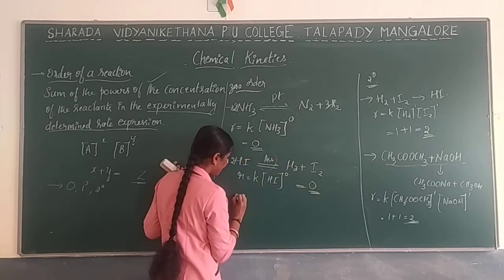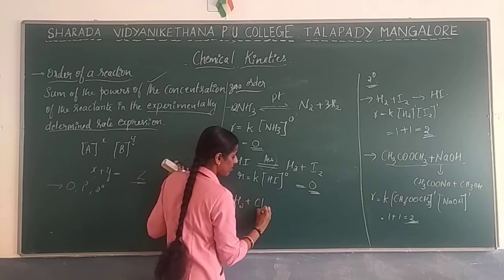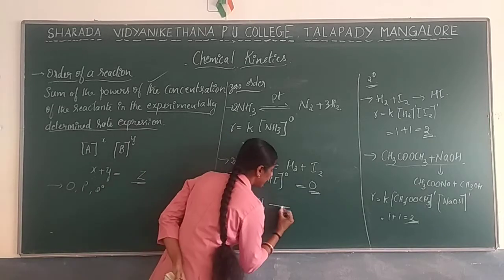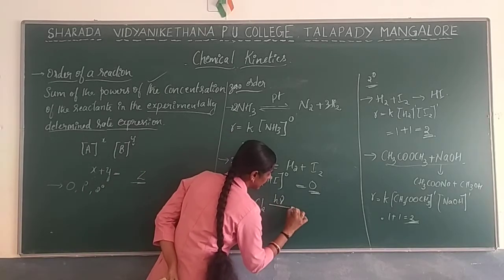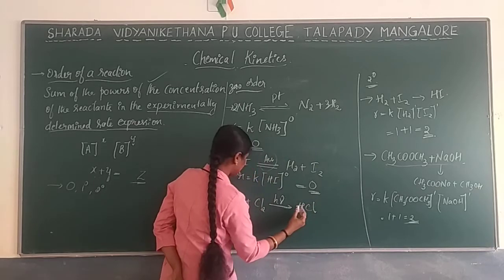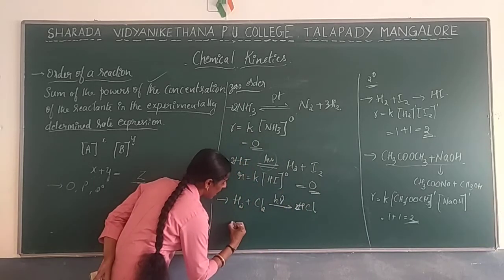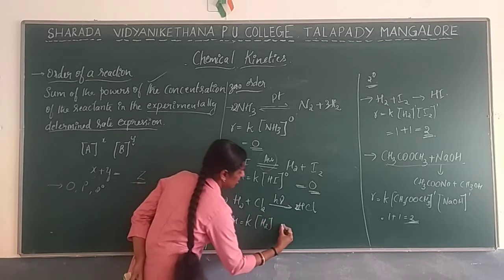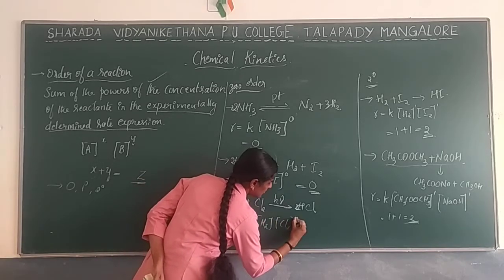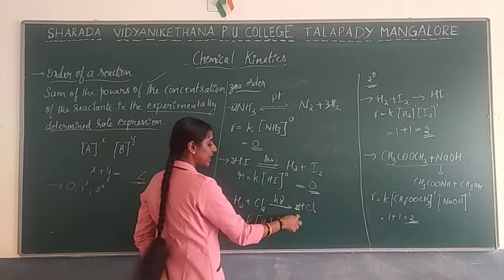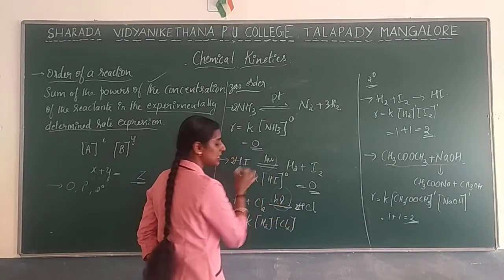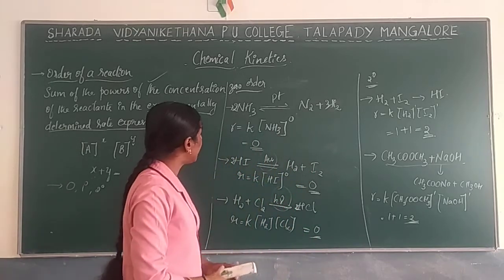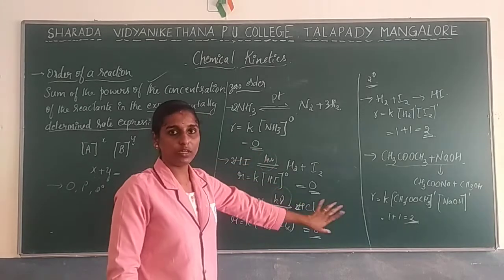One more example I will give. H2 plus Cl2, HCl formation, or you can take it as this can be done in the presence of sunlight. HCl formation will take place. Now here when you are writing R is equal to K into concentration of H2, concentration of Cl2, in both cases the order of the reaction is 0. Why? Because the reaction will be done in the presence of sunlight. So here the order of the reaction is 0. So remember in the particular example what will be the order of the reaction.